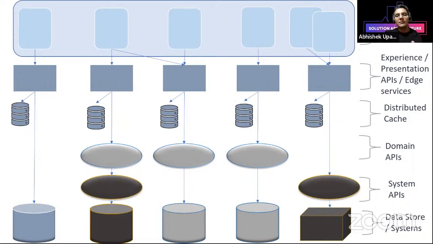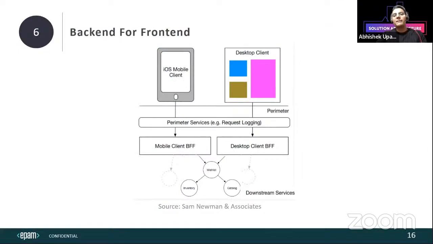So till now we assumed that, okay, there is just one channel. What if there is more than one channel? There is a mobile application also, and there is a desktop application also. So there is this design pattern, backend for frontend, and what it says is that we should have a separate backend for each frontend. So the mobile application has its own backend, and the desktop application has its own backend. There can be a common perimeter service layer which does the request logging and something more, but the backend is according to the channel.